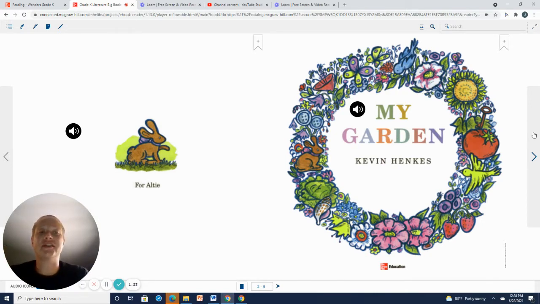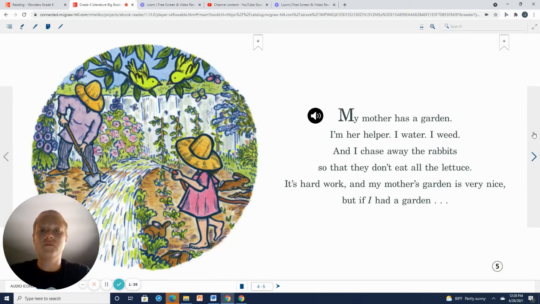So we're going to take a look at the characters. We're also going to pause and take a look at the setting. We know that a setting is where a story takes place, and then we are going to discuss the events in the story. So everything that happened in the story as we read through it.